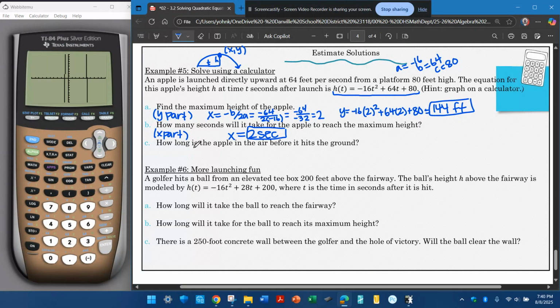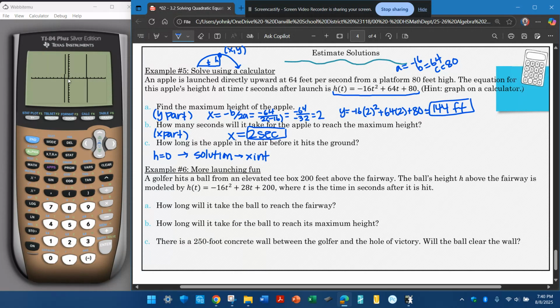Part C, how long is the apple in the air before it hits the ground? Well, if it hits the ground, that means it's going to have a height of 0. And if the height is 0, then that's a solution. That's an x-intercept. So all we have to do is go to our graph and figure out what this value is.